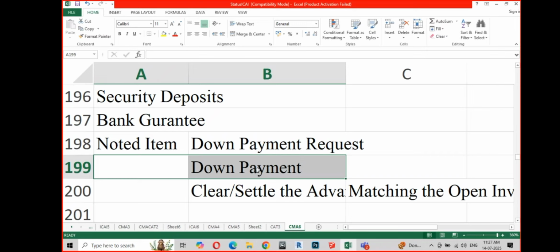Suppose I receive money as an advance from the customer. How do I settle this advance? I sell the product. I make a sale transaction in the SAP system, and I connect these two points, the down payment and the settlement.